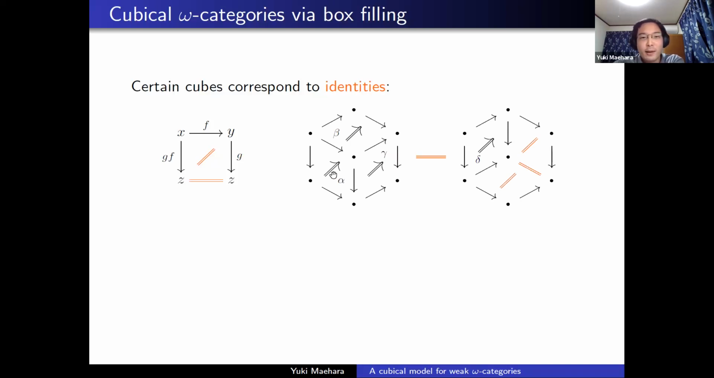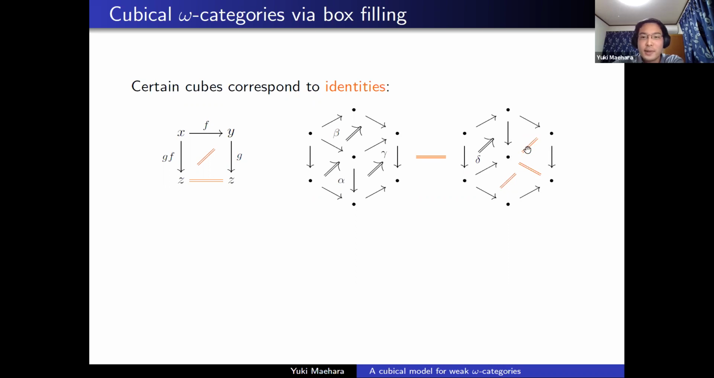An example one dimension up is this. Here we have alpha, beta, gamma, 2-cells arranged this way, forming one side of the cube. On this side, the bottom and right faces are basically of this form, composing one-cells. So these two faces are observing that the bottom boundary of delta is a composite of these two arrows, and the right boundary of delta is the composite of these two arrows.